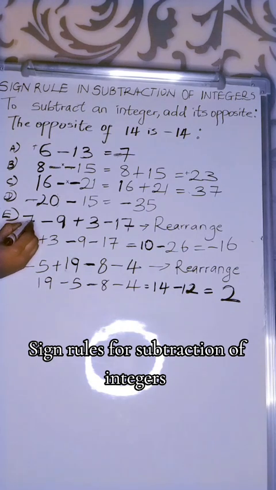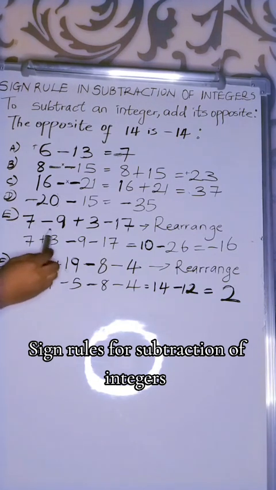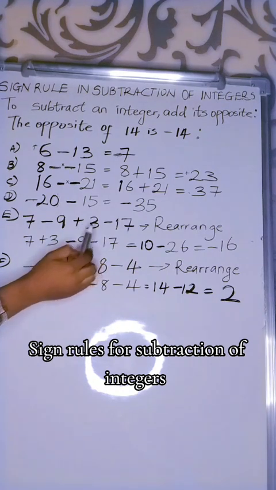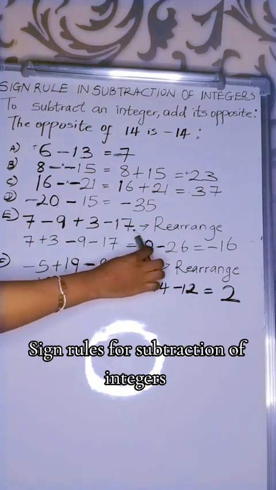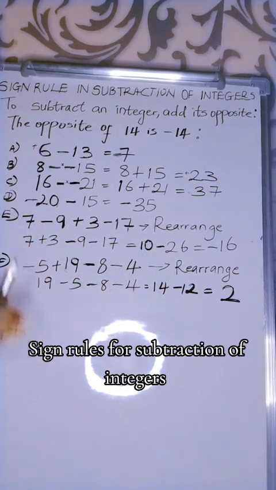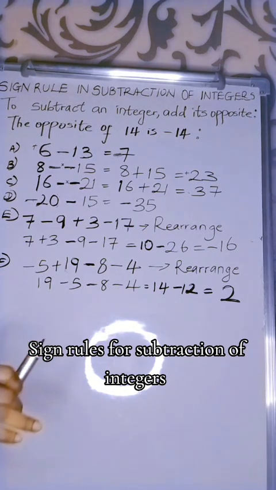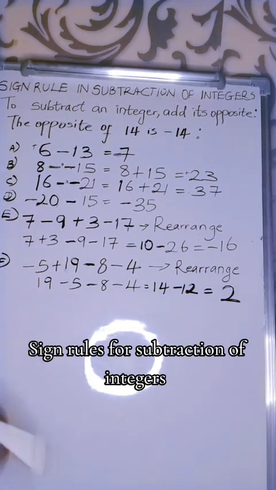Then for E, we want to extend the addition and subtraction a little bit. We have 7 minus 9 plus 3 minus 17. Normally, you can still add this together at once. But as I told you guys, I didn't start this lesson for just people that are smart, but people that are also having difficulties in solving mathematics. So what's the best way to approach this question?